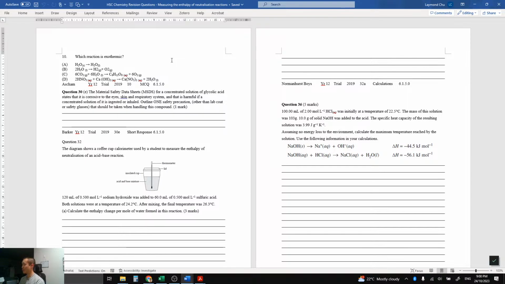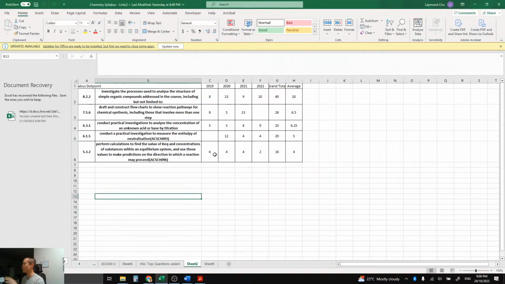So the types of questions I'm going to go through today are enthalpy of neutralization related, and I'm going to sneak in at the end, hopefully I get time, an enthalpy of combustion. So your Module 7 fuels, all of that good stuff. This particular dot point, conduct a practical investigation to measure the enthalpy of neutralization, has occurred quite significantly, not in 2019, but a large amount in 2020, 2021, 2022 had 4 marks, so it's averaging about 5 at the moment. So if you do get this, hopefully you'll be able to answer it through revising and doing these questions with me.